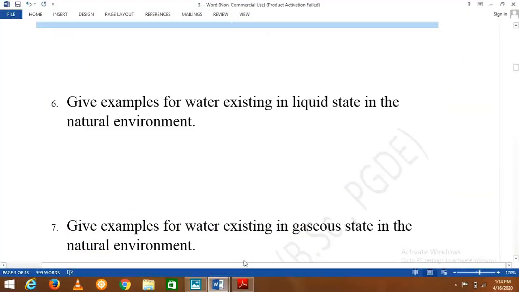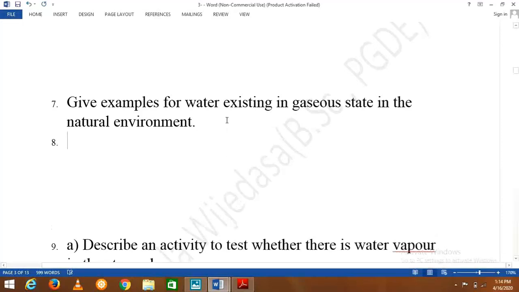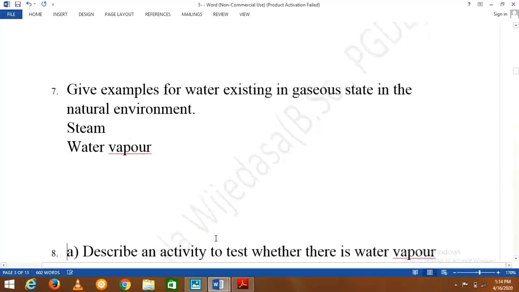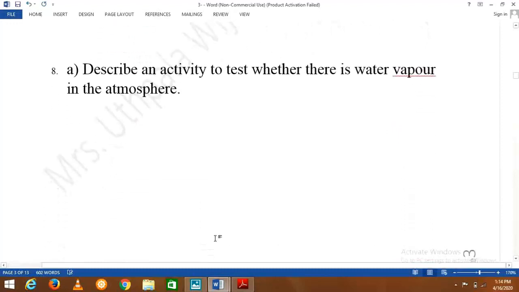Give examples for water existing in gaseous state in the natural environment. So as gaseous state of water or water vapor, we can say steam and water vapor. Steam and water vapor are the examples for the gaseous state of water. Then you are asked to describe an activity to test whether there is water vapor in the atmosphere.